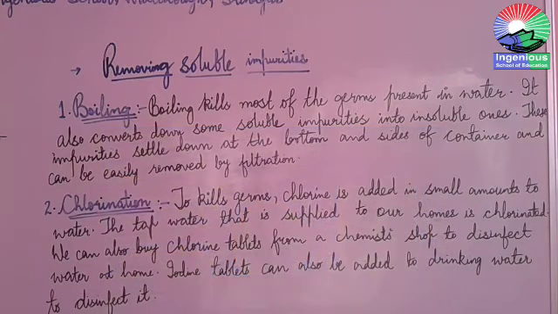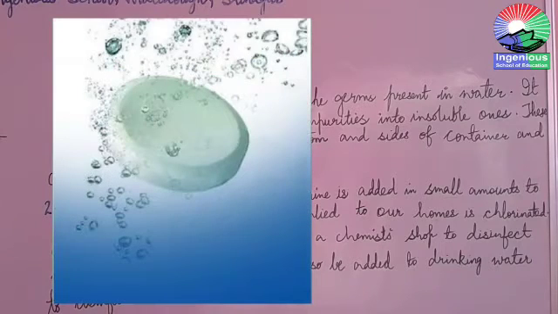Also, the tap water that is supplied to our homes is already chlorinated. Chlorine has already been added to the water that we receive at our homes. We can also buy chlorine tablets from a chemist shop to disinfect the water at home, and then if there are any germs left in the water, they will get killed.